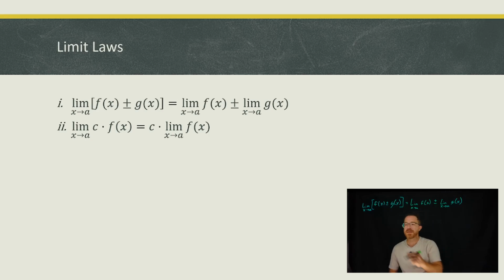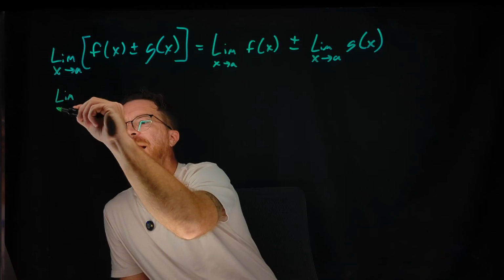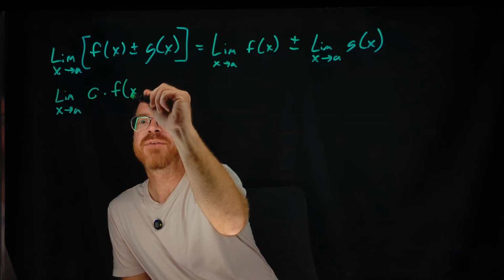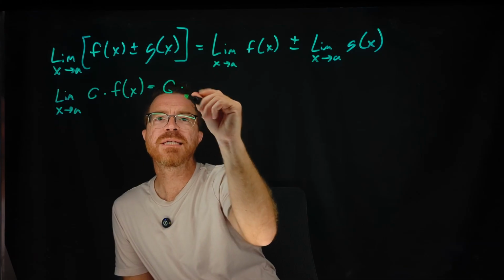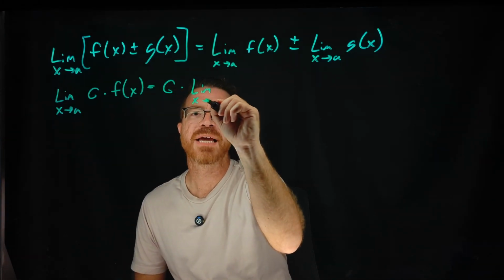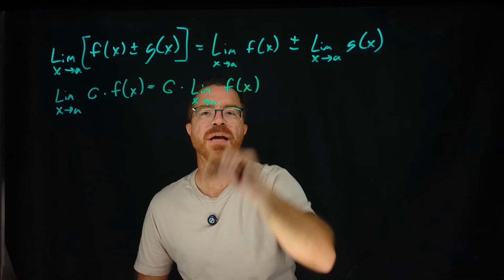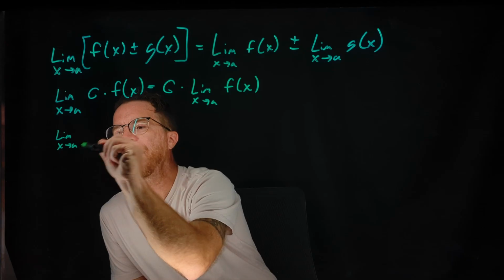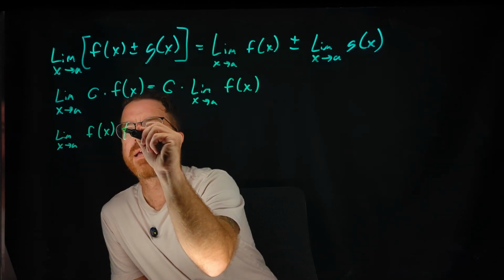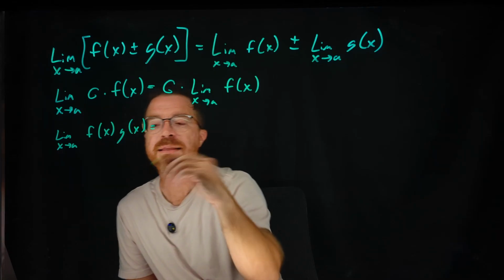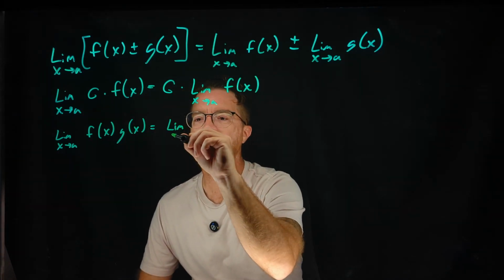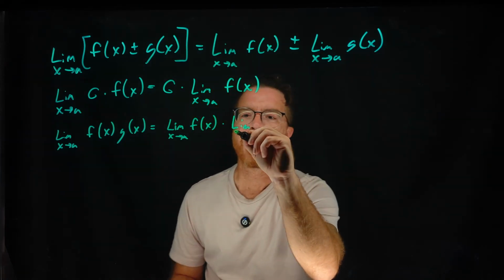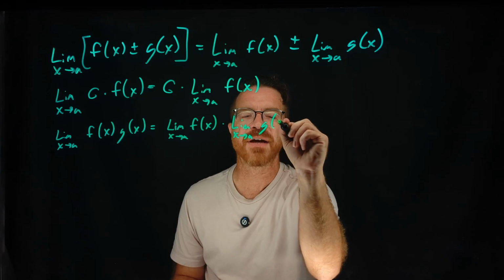Our second limit law says that if we have the limit as x approaches some value a of some constant c times our function f of x, this is going to be equal to c times the limit as x approaches a of our function f of x. Our third limit law is that if we have the limit as x approaches a of some function f of x times some function g of x, this is the same thing as the limit as x approaches a of f of x times the limit as x approaches a of g of x.